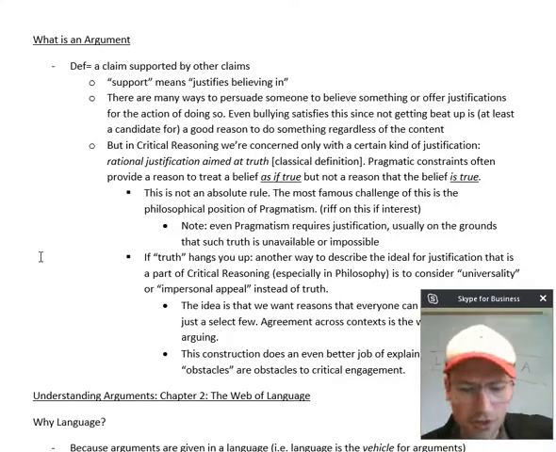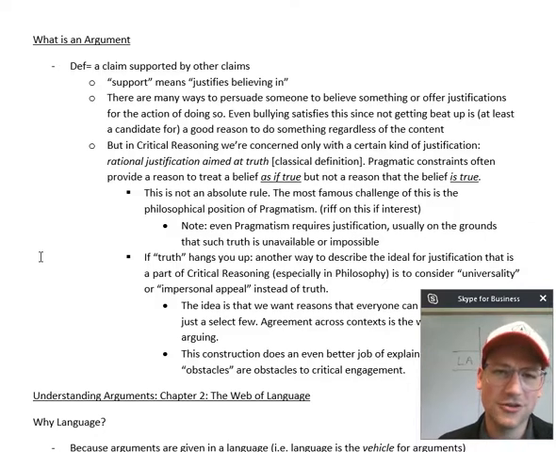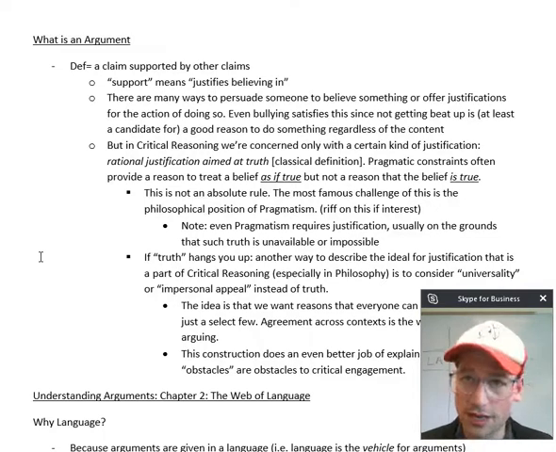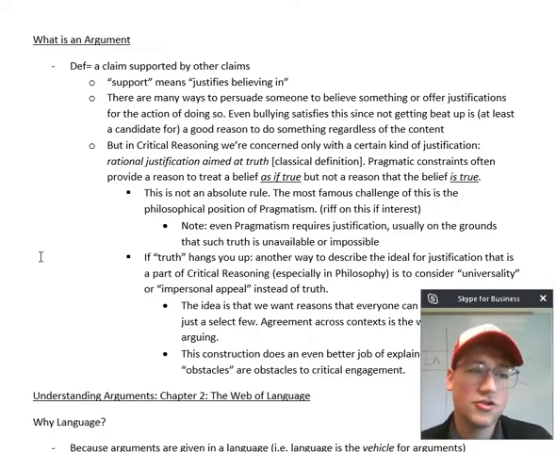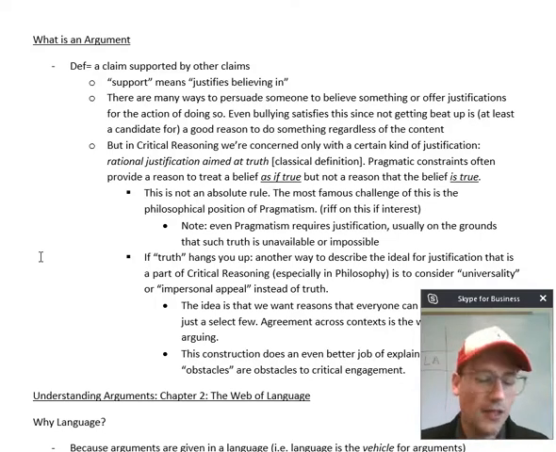There is a question here about what support means. And the basic idea here, as I got in the lecture notes, is support means justifies believing in. So if my premises support my conclusion, then that means the truth of the premises justifies me in believing the conclusion, in accepting the conclusion, the claim that the conclusion is making.